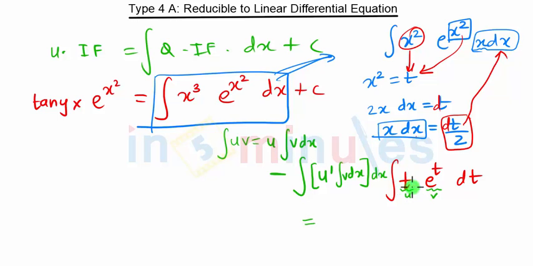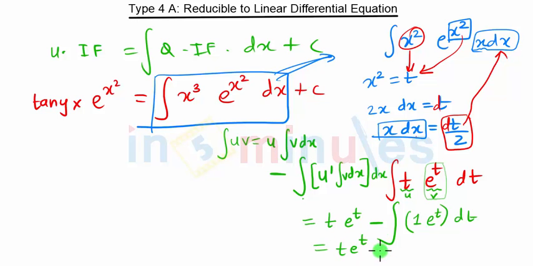First we will keep u as t and v as e raised to t. We keep u as it is and we integrate e raised to t. Integration of e raised to t is e raised to t, minus the integration of the derivative of u, which is 1, times the integration of v, which is e raised to t, dt. Then again we have to integrate this part, which is e raised to t. So this is t into e raised to t minus the integration of 1 into e raised to t, which is e raised to t. This is how we solve this integration: it is t e raised to t minus e raised to t.